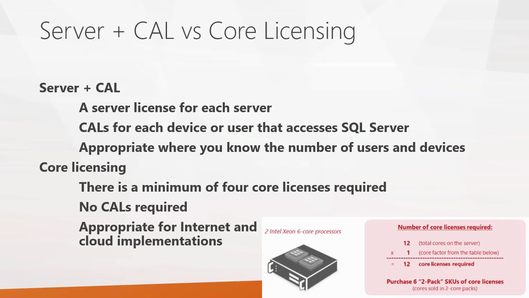For instance, if you're using core licensing on a physical server, then you need to license all of the CPUs in that server. If you are using core licensing with virtual server instances, then essentially each virtual CPU needs a core license. There are a few things to know about virtualization that I'll cover a little bit later. Since you don't need any CALs with core licensing, you don't necessarily need to know how many users and devices are connected, so it's best for internet and cloud type implementations.